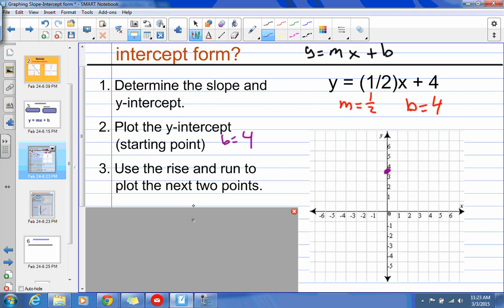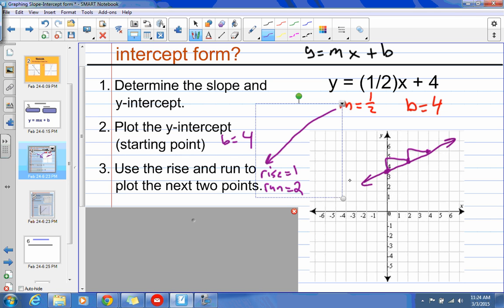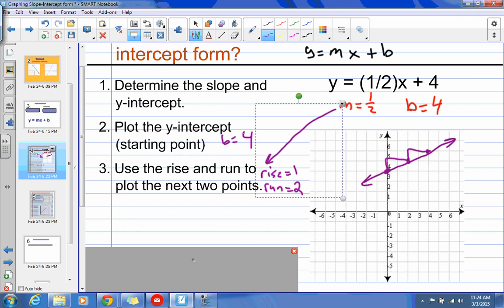Then I use rise and run to plot the next 2 points. If you recall, slope is rise over run, so the rise is the top number, which is 1, and the run is the bottom number, which is 2. So you go up 1 over 2. Rise, run. Up 1, over 2. They're both positive, so you're going up and to the right. Once you have at least 3 points, the starting point and 2 others, you can draw the line that goes right through them, and you have the graph of that line. And that really is the last step.